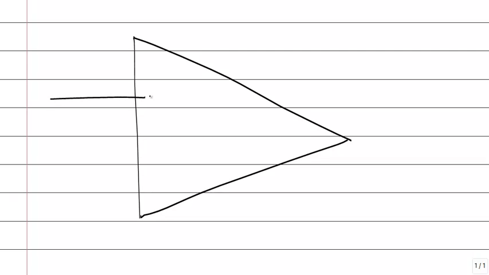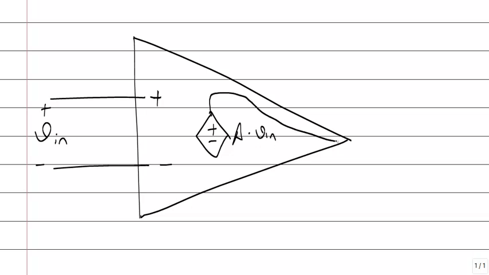Look, this is the plus side, this is the minus side. You apply some input voltage. It works as a dependent source. A constant, a fixed value times the input voltage is introduced to the output. Okay, V out.